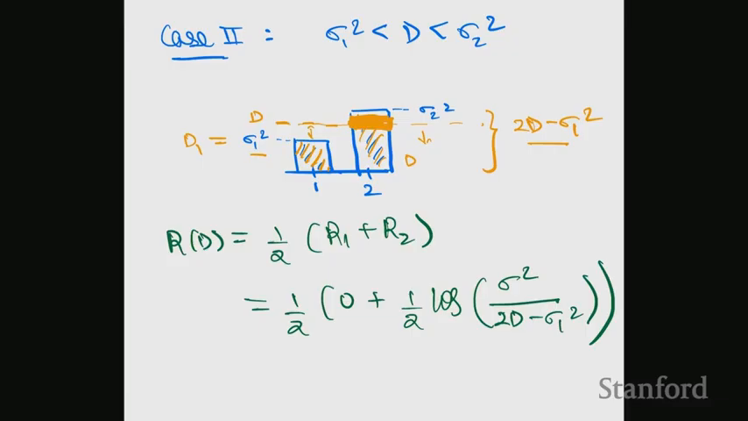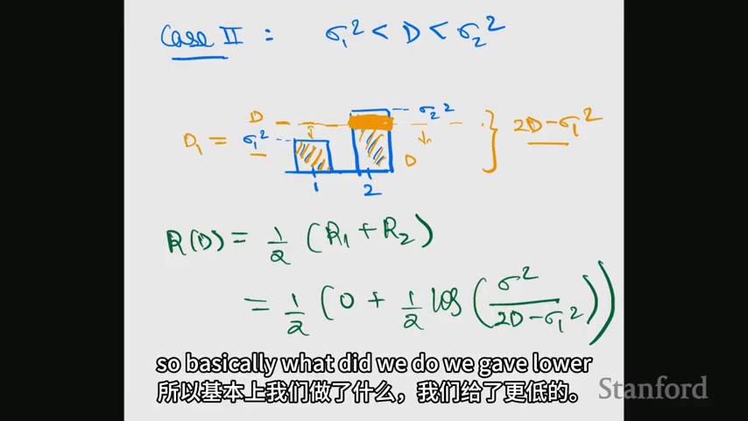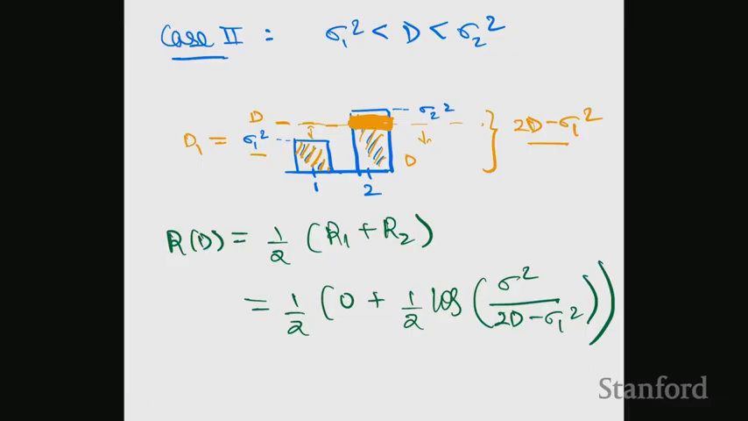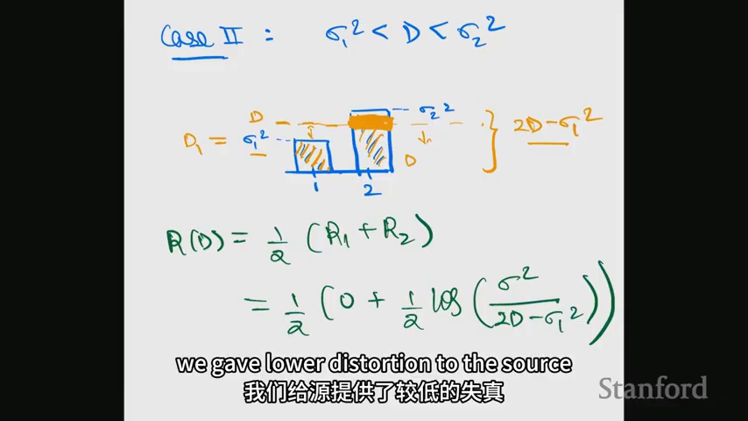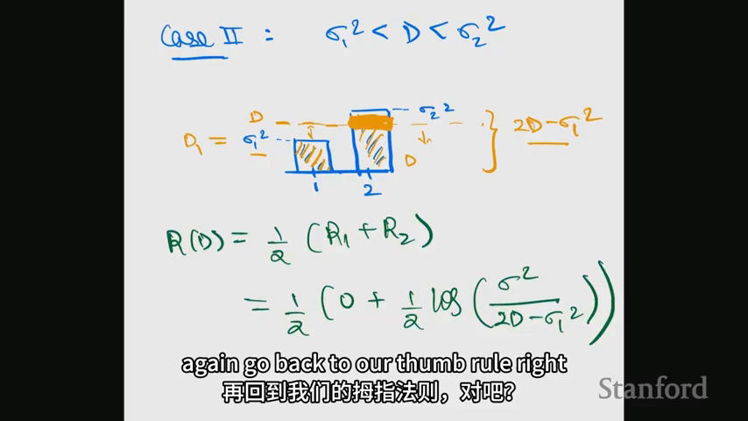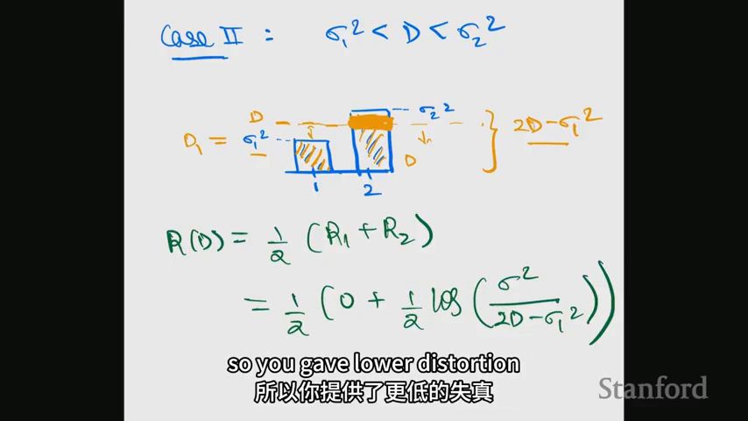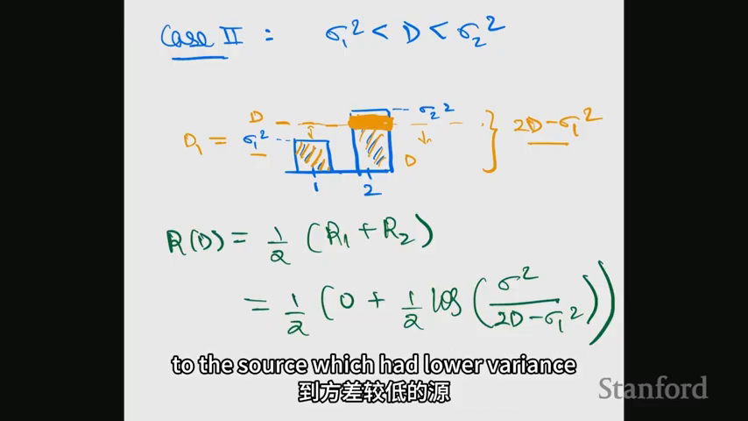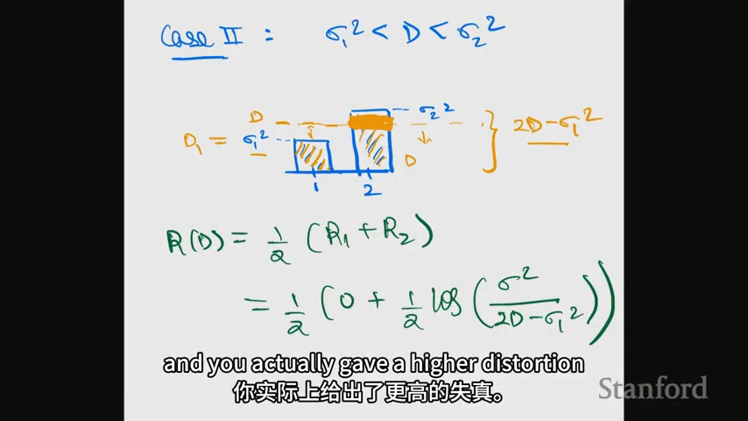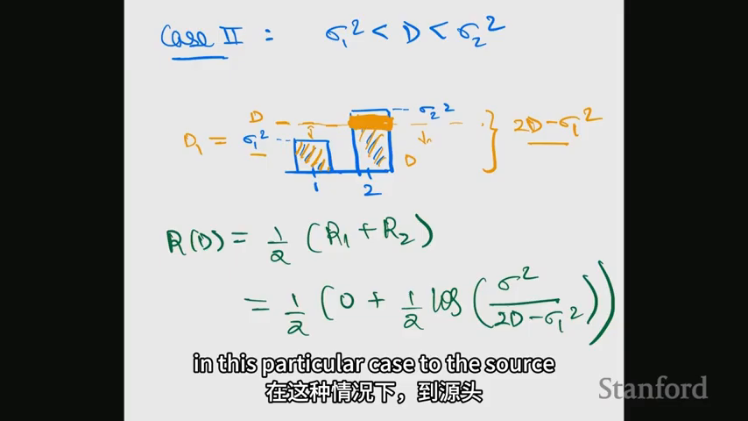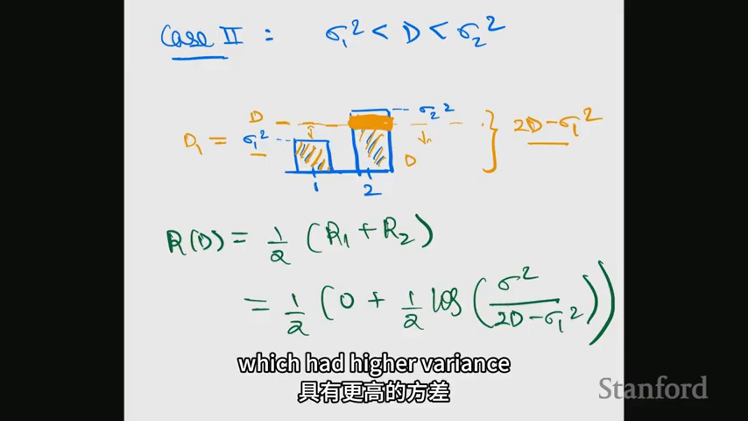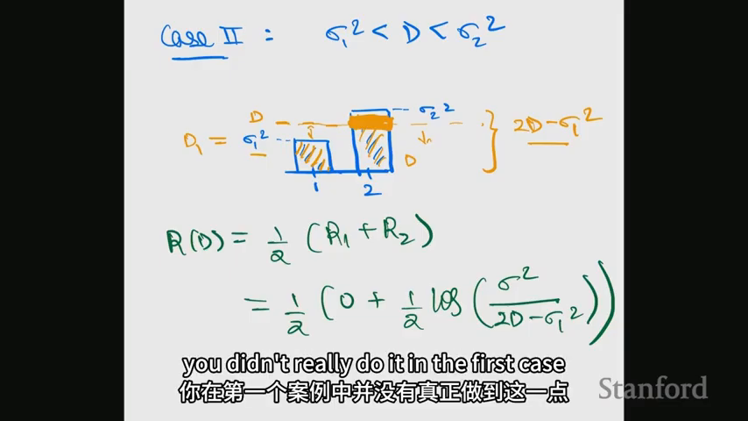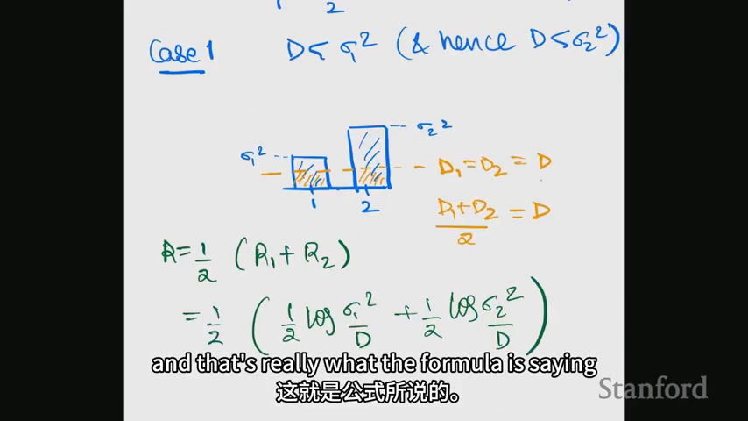Okay. So basically what did we do? We gave lower distortion to the source which had lower variance. Again, go back to our thumb rule, right? So you gave lower distortion to the source which had lower variance, and you actually gave a higher distortion in this particular case to the source which had higher variance. Okay, you didn't really do it in the first case, and that's really what the formula is saying.